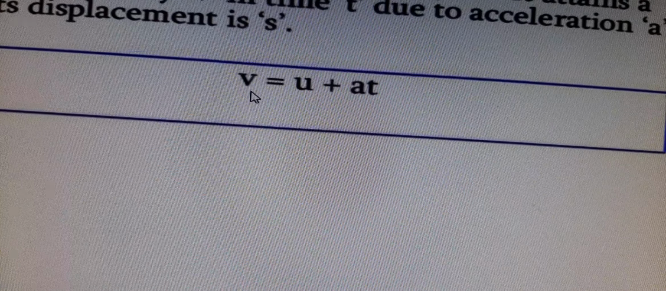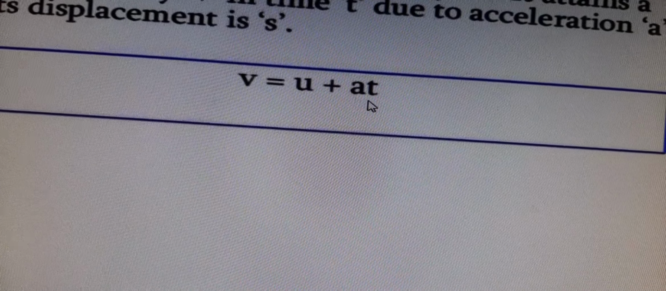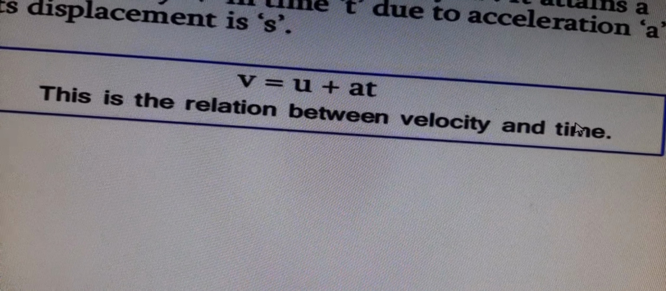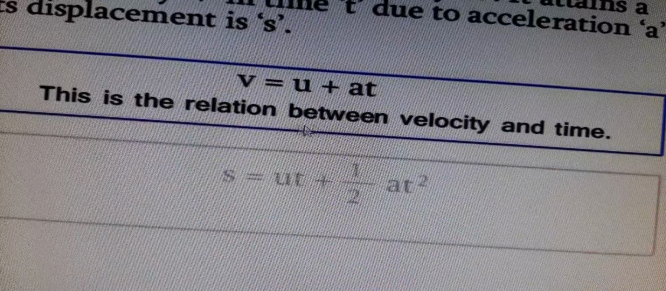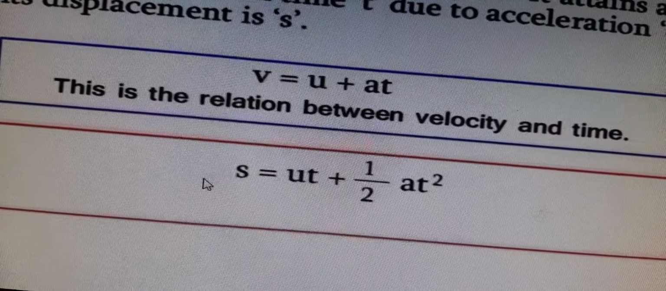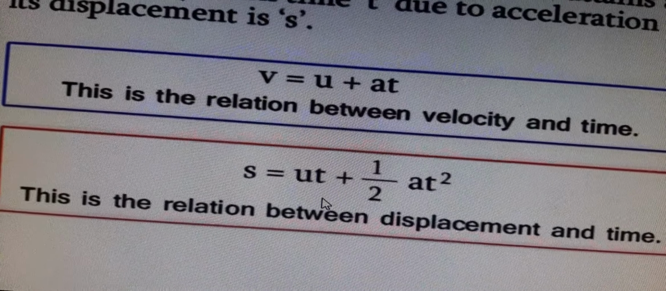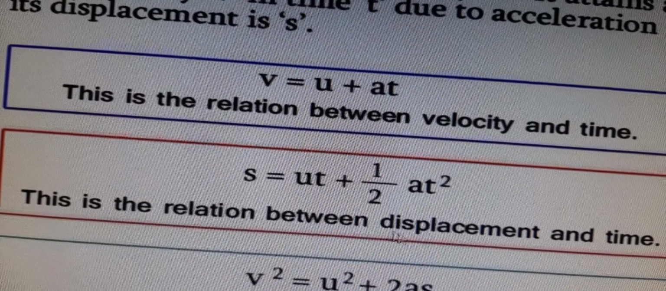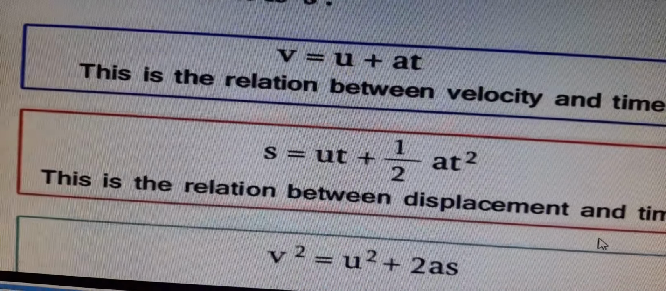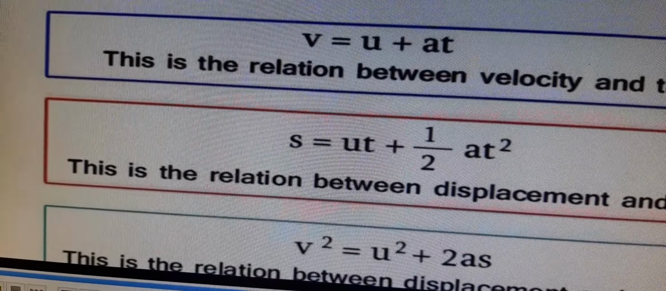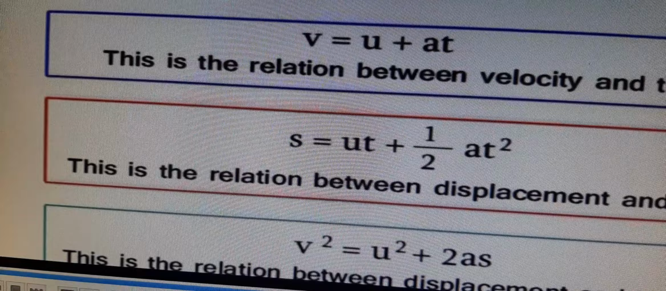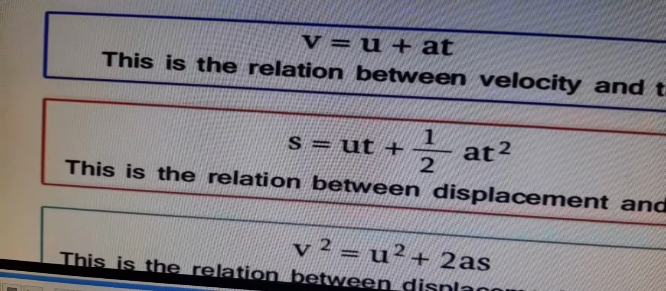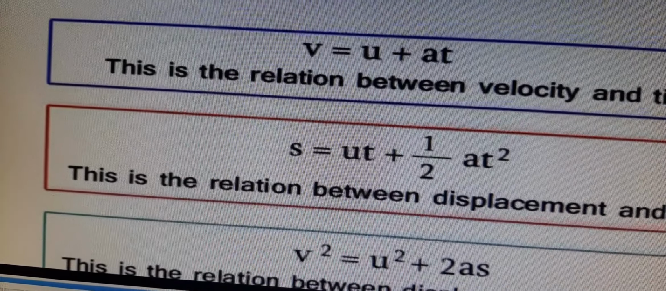The first equation is v is equal to u plus at. This equation is the relation between velocity and time. The second is s is equal to ut plus 1 upon 2 at square. This is the relation between displacement and time. The third equation is v square is equal to u square plus 2as. This equation is the relation between displacement and velocity.